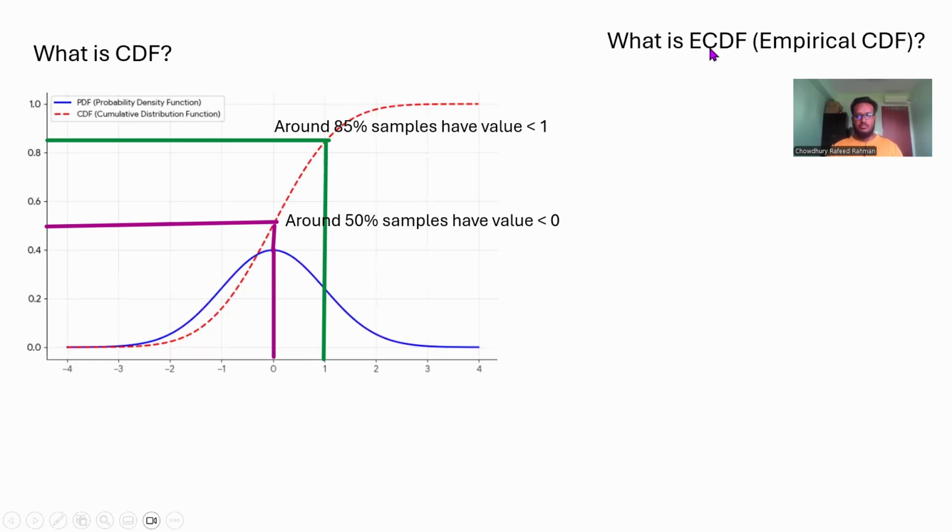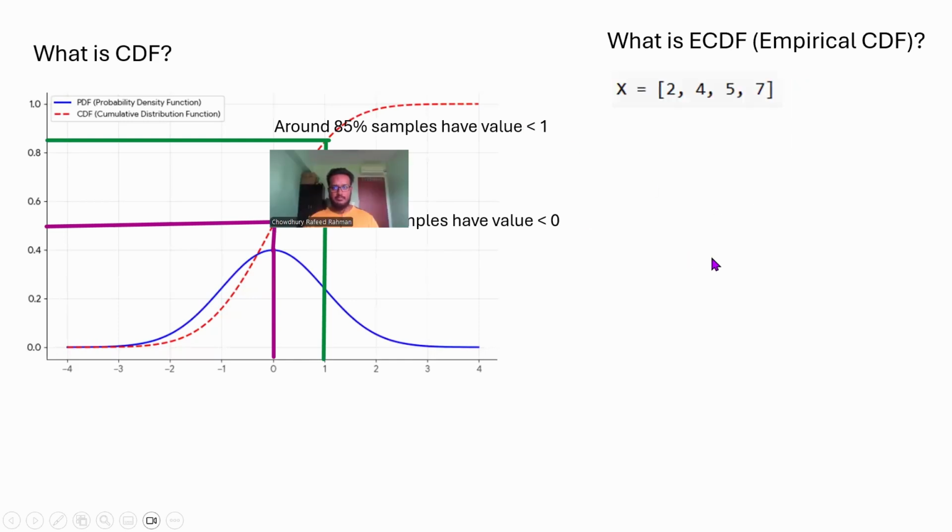So the question is, what is ECDF? Because this ECDF, or empirical CDF, is something which we work with when it comes to the KS test. So let's see how to get that. Suppose this is our data set: 2, 4, 5, 7. These four values are there in the data set. Now, let me remind you one thing. In the KS test, if you want to work with some data set, it has to be large, ideally more than 30 samples in it. But for this example, we are just looking at 4 samples.